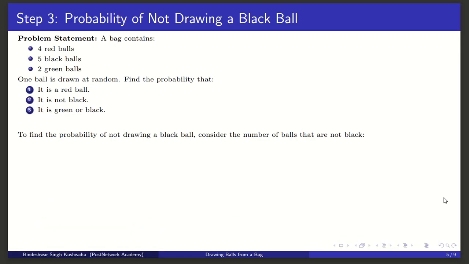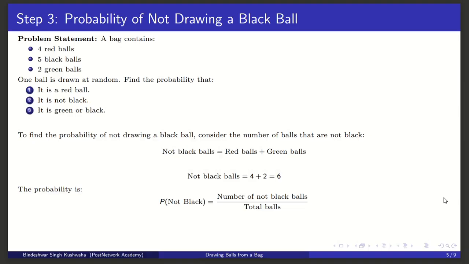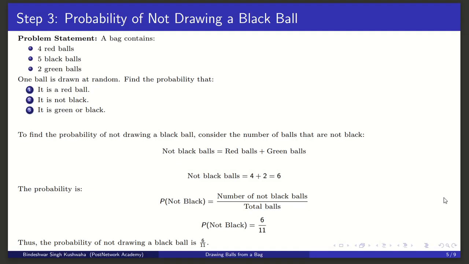Now let us find the probability of not drawing a black ball. So consider the number of balls that are not black. That is, you will add red balls plus green balls. That would be not black balls. So you can see that not black balls are 6 out of 11. So the probability would be P(not black) equals number of not black balls upon total balls, that would be 6 upon 11. So the probability of not drawing a black ball is 6 upon 11.